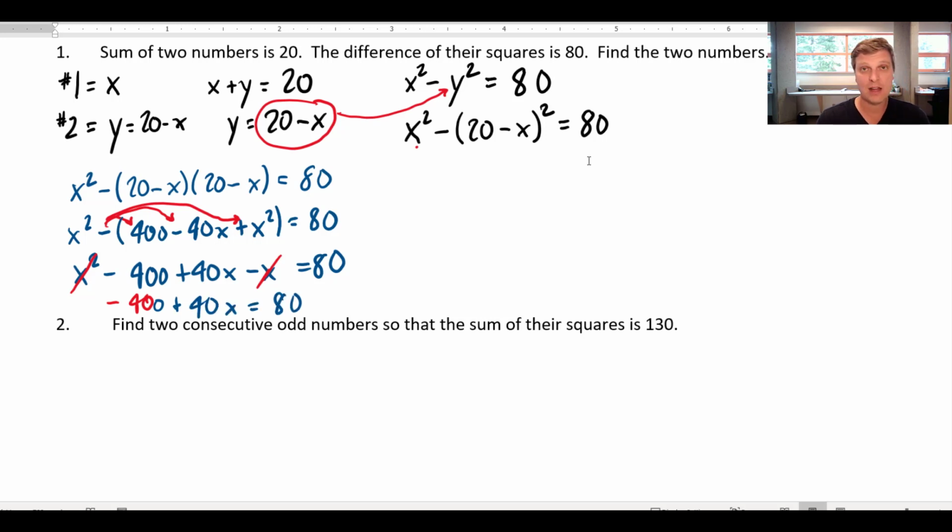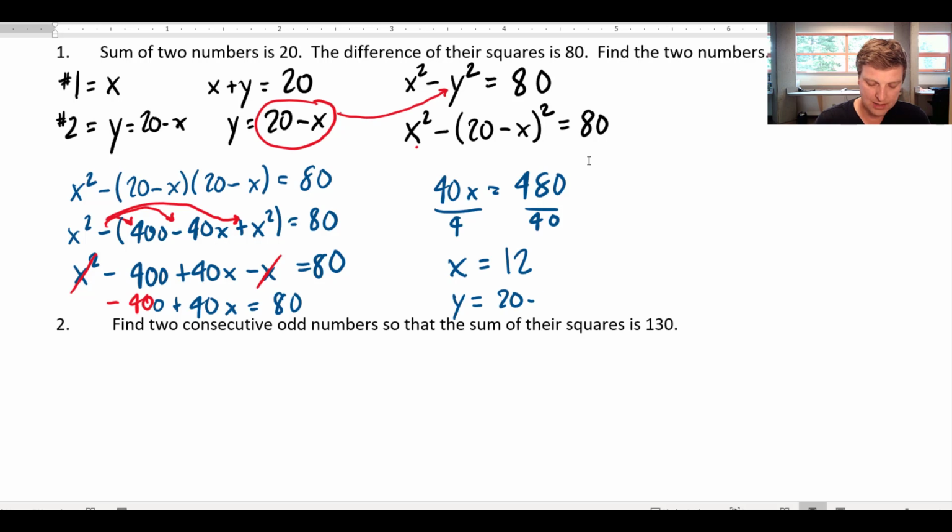And I'm just going to move negative 400 to the other side by adding it. So I get 40x equals 480. And then I'm going to divide both sides by 40. And I get x equals 480 divided by 40, which is 12. Okay, so x is 12. And don't forget that y is 20 minus x, so 20 minus 12 is 8. So the two numbers are 12 and 8.